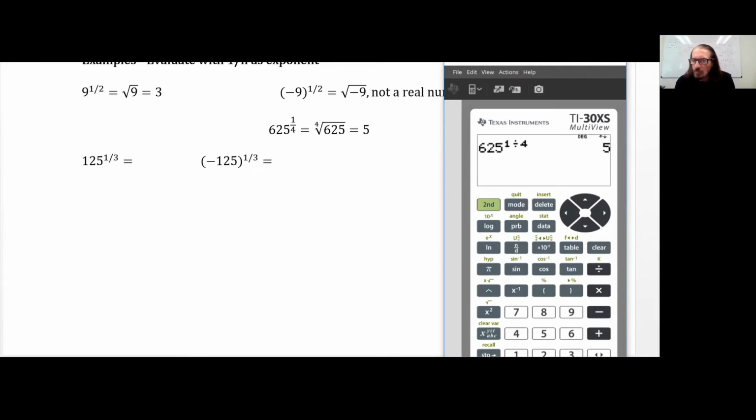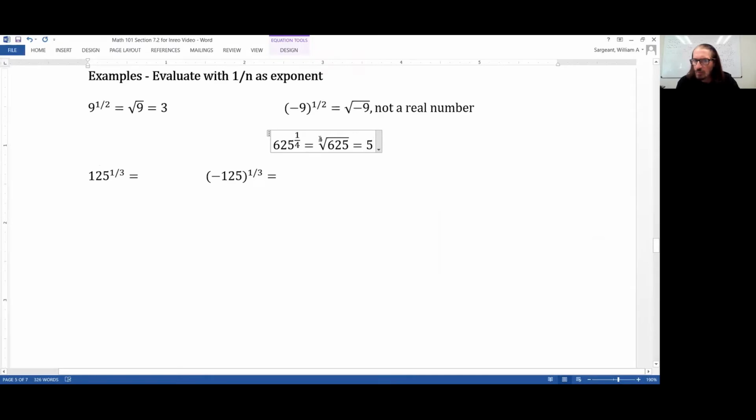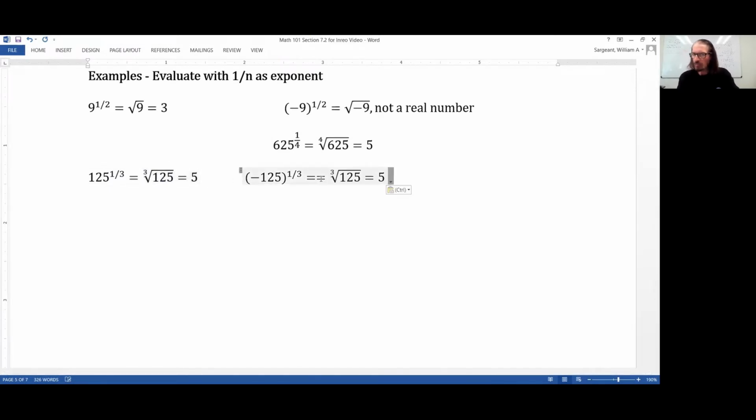All right, so now 125 to the 1/3 power, that's going to be the cube root of 125. That is also equal to 5. So we change that to cube root 125, and that equals 5 as well. Whereas if we have a negative 125 inside, that's okay, because when we convert that to a radical expression, although that's a negative inside, it's inside of an odd index root. So we have -5 there.